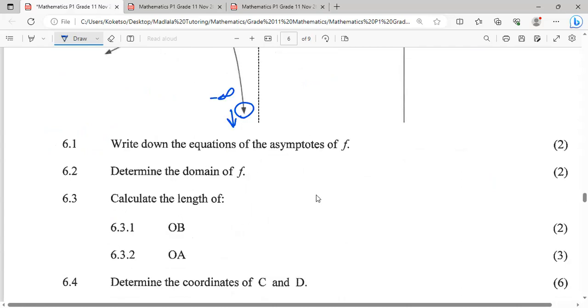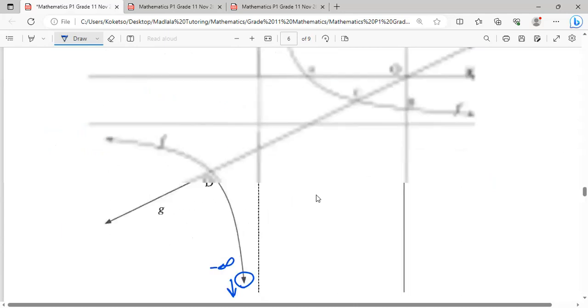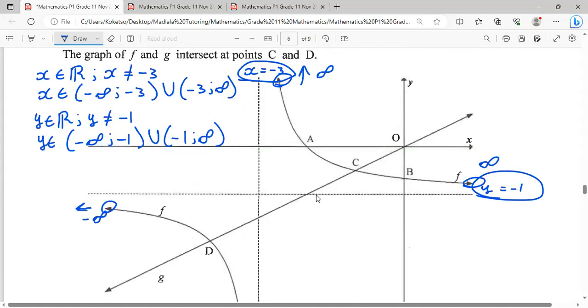Now, the next question says, calculate the length of OB as well as the length of OA. So let's see. Now, one thing we see, if we talk about OA, for instance, OA is a horizontal distance or a horizontal length. So in order to find any horizontal length, you are going to say the bigger x value minus the smaller x value, like that. Because it's a horizontal length, you only focus on x values. However, if you look at OB, so OB is a vertical length.